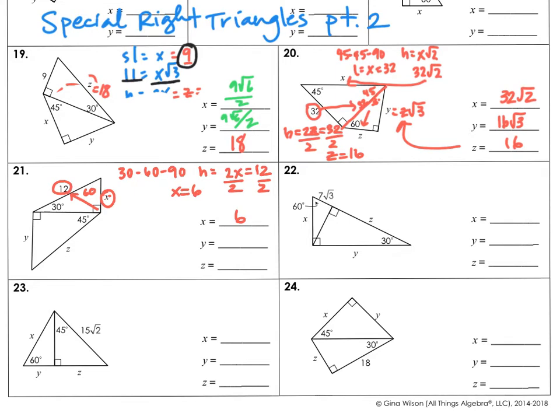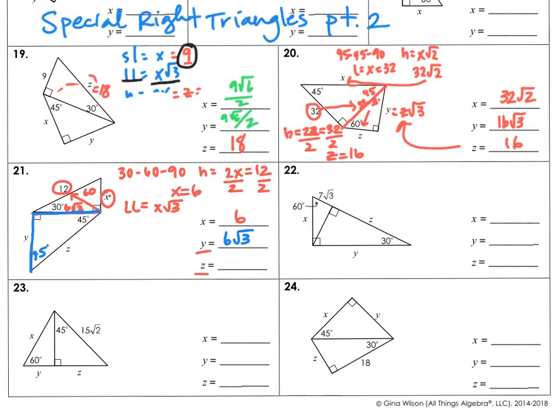Now we need to find the longer leg length. Our longer leg length is x root 3, so that's technically just 6 root 3. That doesn't tell us either of our variables. However, once you move to 45, 45, 90, we know that this leg length and this leg length are the same, which means that y is also 6 root 3.